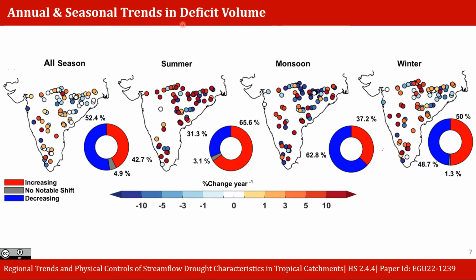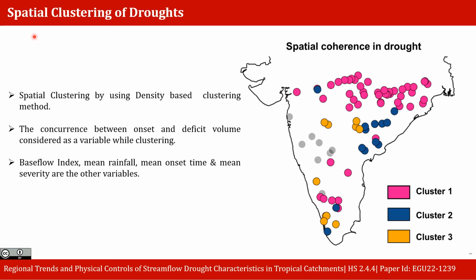Annual and seasonal trends in deficit volume. In this case, you can see that in the summer the deficit volume is increasing, which is a negative and worrying situation for us. In winter also, the deficit volume is increasing. But when we consider the monsoon, the deficit volume is decreasing, and also for all season it is decreasing. So it is contradicting the onset. If the onset time is delaying, then the deficit volume will decrease. If the onset timing is happening earlier, then the deficit volume is going to increase. So now we'll go to spatial clustering of droughts.